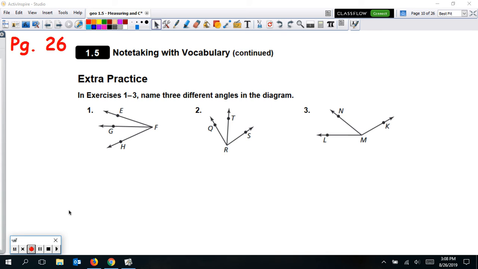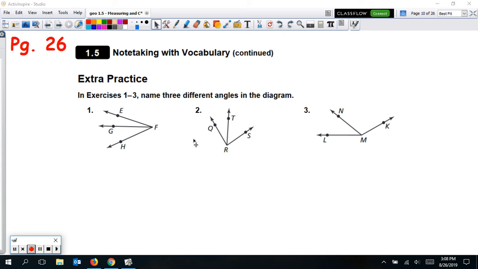Okay, so now turn over to page 26. We're going to take a look at our extra practice here for 1 through 3. It says name 3 different angles in the diagram. The diagram doesn't just give us one angle, it gives us a couple different angles. You've got one big angle here with a ray going through, really creating 3 different angles. So you have the one up on top, the one down below, and then the one that's between the top and bottom rays. So we can name the 3 different angles here.